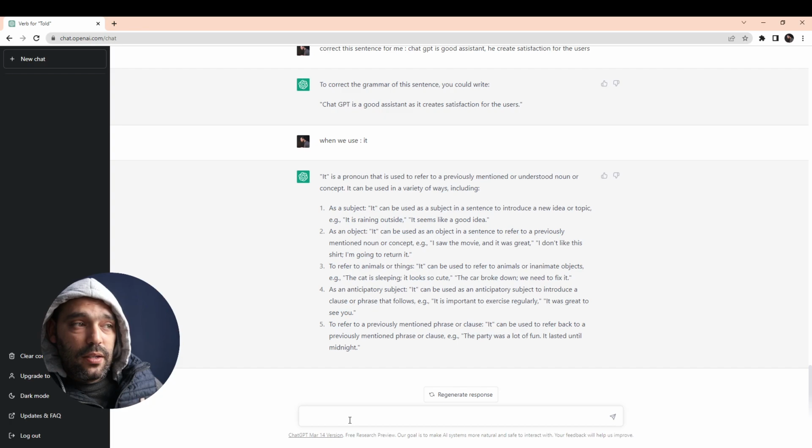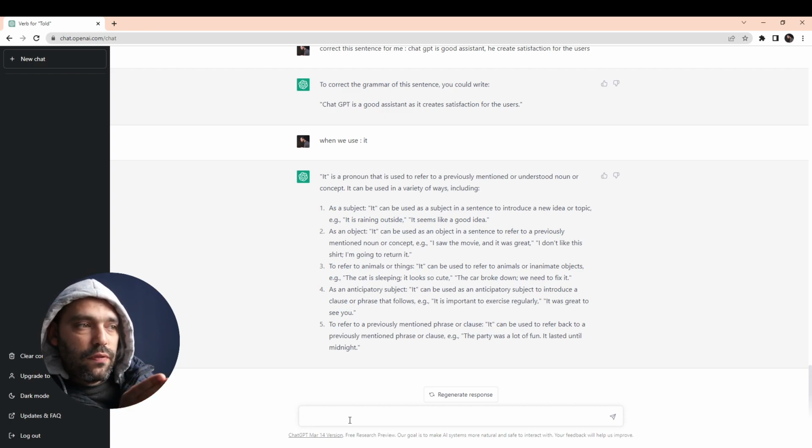Or second, as an object. It can be used as an object in a sentence to refer to a previously mentioned noun or concept. Example, I saw the movie and it was great. I don't like this shirt. I'm going to return it.